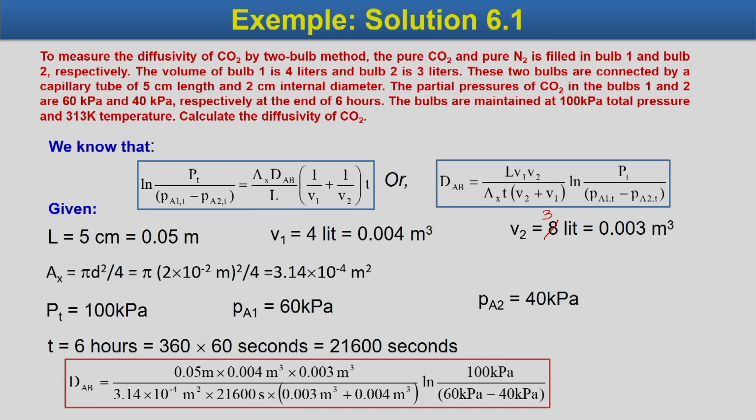Now, if we substitute all these parameters into the equation which we have derived, dAb would be equal to 0.05 into 0.004 meter cube into 0.003 meter cube divided by 3.14 into 10 to the power minus 4 meter square into 21,600 second multiplied by 0.003 meter cube plus 0.004 meter cube, ln of total pressure 100 kilopascal divided by 60 kilopascal minus 40 kilopascal. If we calculate, it would be equal to 2 into 10 to the power minus 5 meter square per second.